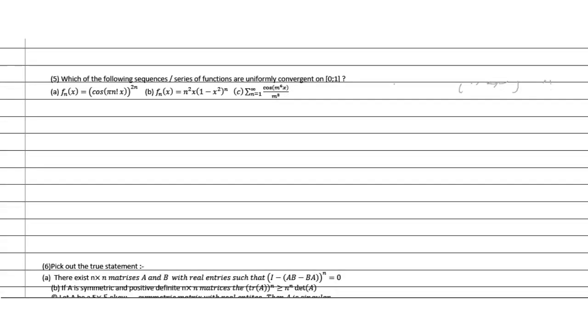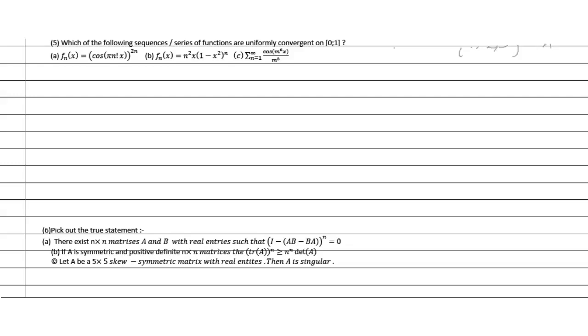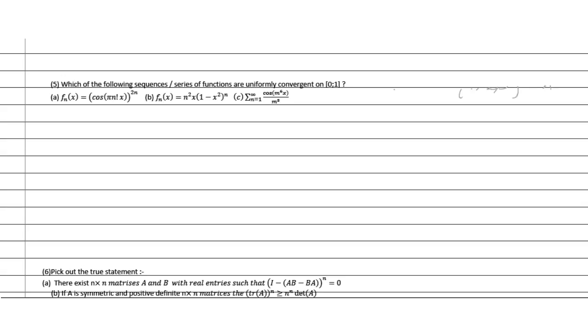Again, which of the following sequence and series of functions are uniformly convergent on [0, 1]? So friends, I have to find out which is uniformly convergent. Fn(x) = n square x. So friends, in here f(0) is equal to 0, f(1) is equal to 0, and 0, x less than 1. This is the two intervals.